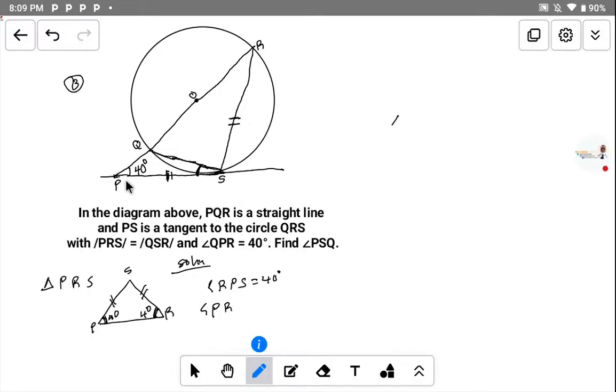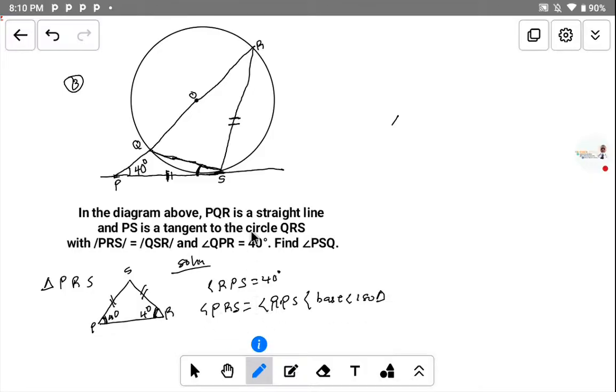definitely angle PRS, this angle here, is also equal to angle RPS. They are equal. You just write the statement. Why are they equal? You say the base angles of an isosceles triangle are equal. Just write that statement there. So the base angles of an isosceles triangle are equal. That is what we have here.